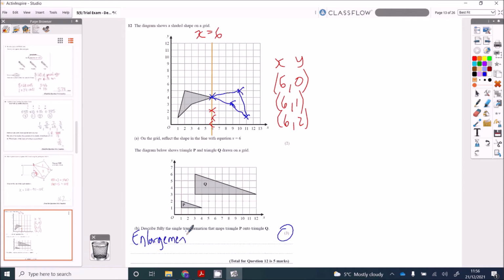Now, how much bigger is it getting? Think about each length. Let's take the height. The height of P is 1. The height of Q is 3. So it's 3 times as big. Each length is 3 times as big. So the second point to make is scale factor 3.